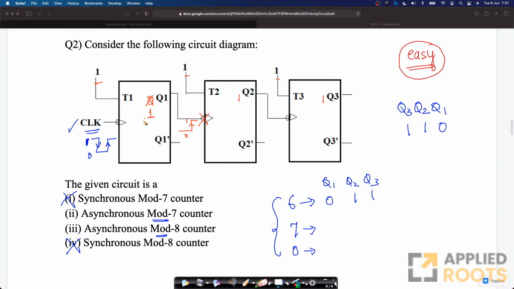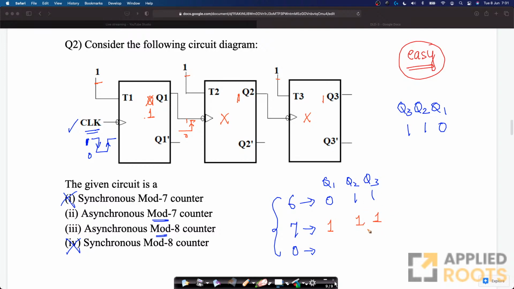So this will change to 1. So Q1 will change to 1. Q2, nothing will happen, right? Because remember, look at this circuit. What you're getting here as an input is a positive clock trigger, right? What you need is a negative edge trigger. What you're getting is a positive edge trigger. So this will not change. If this does not change, this won't also change because this is staying at 1 itself. So you're getting 1, 1, 1.